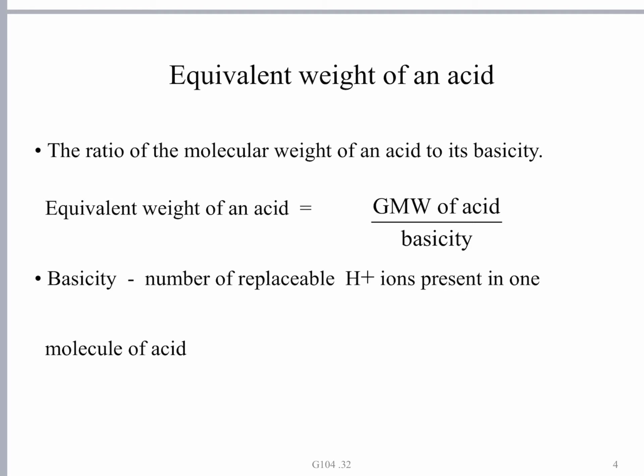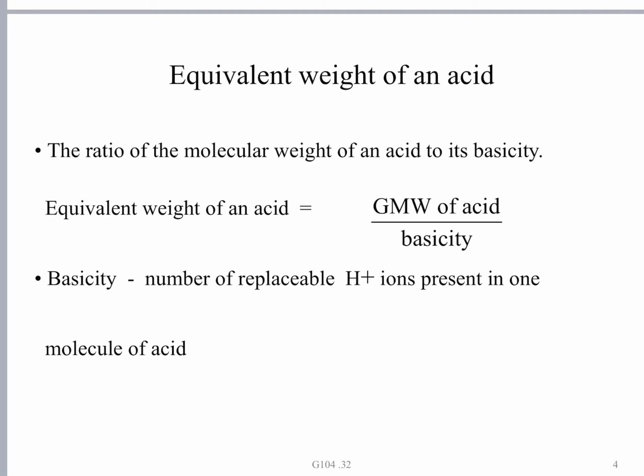So, the number of ionizable H+ ions or replaceable H+ ions present in the acid is called basicity. Now you have understood the concept of basicity. So how did we define the equivalent weight of an acid? We defined the equivalent weight as the ratio of the molecular weight of an acid to its basicity.